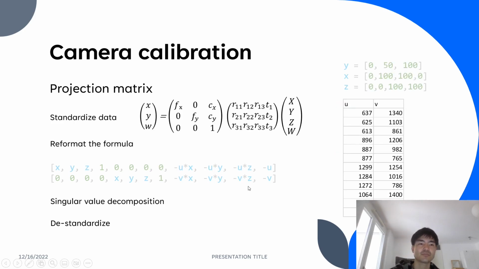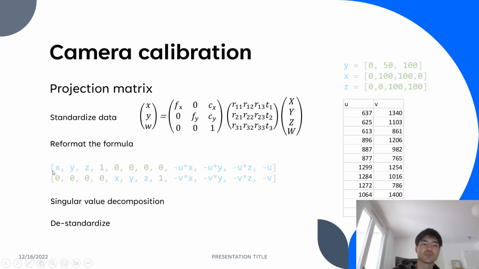Then, first of all, you want to standardize the data. You can simply standardize the 3D points and the 2D points, because when you calculate the DLT, the direct linear transformation, if the coordinates are normalized, then the quality will increase. So you want to standardize the data first, then reformat the formula I showed you before into this formula.